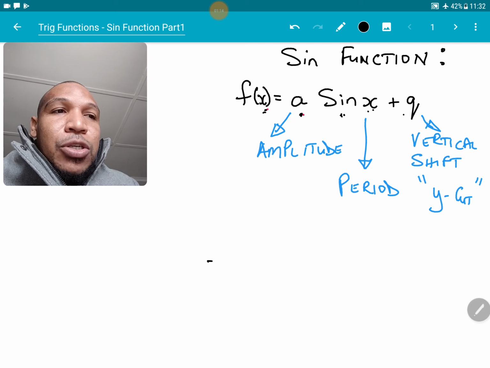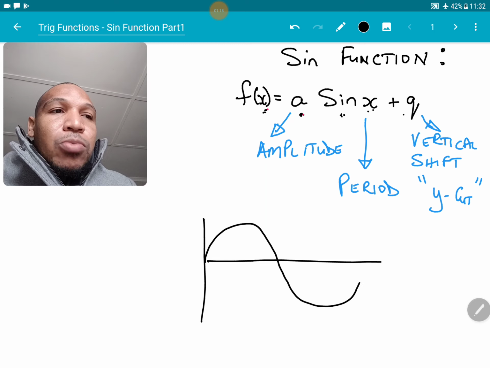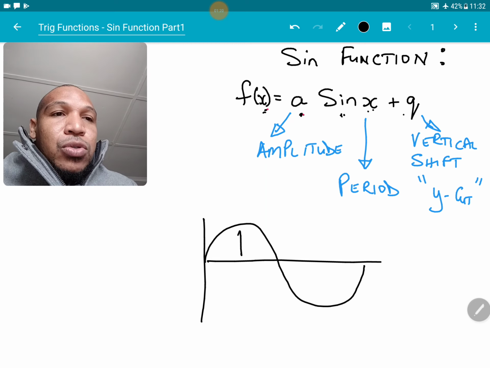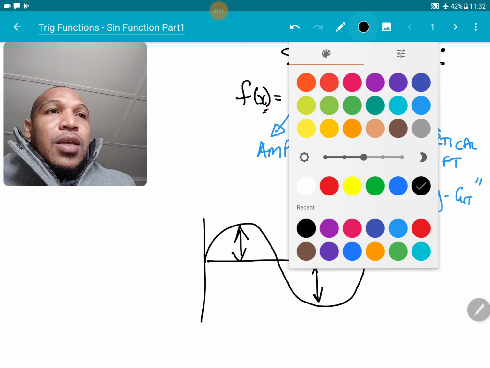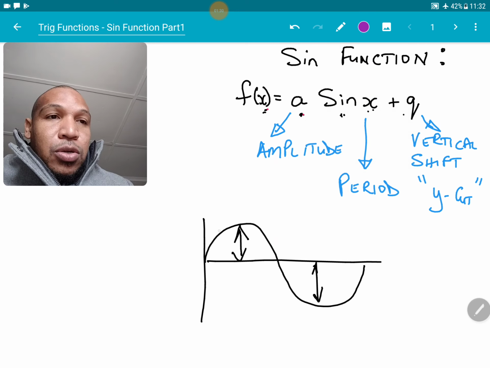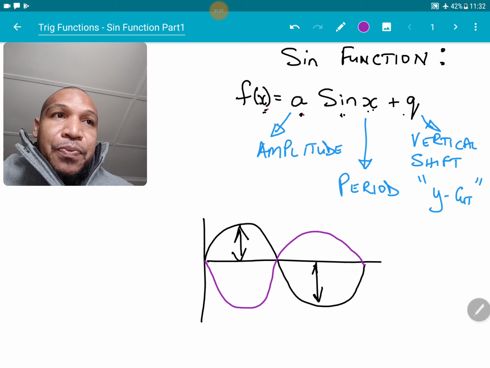When we talk about the amplitude, and this is how our sine function is going to look, by the way, our amplitude will be our maximum and our minimum. And if a is positive, it will look like such. If a is negative, it will be the inverse of that. It will look like such.